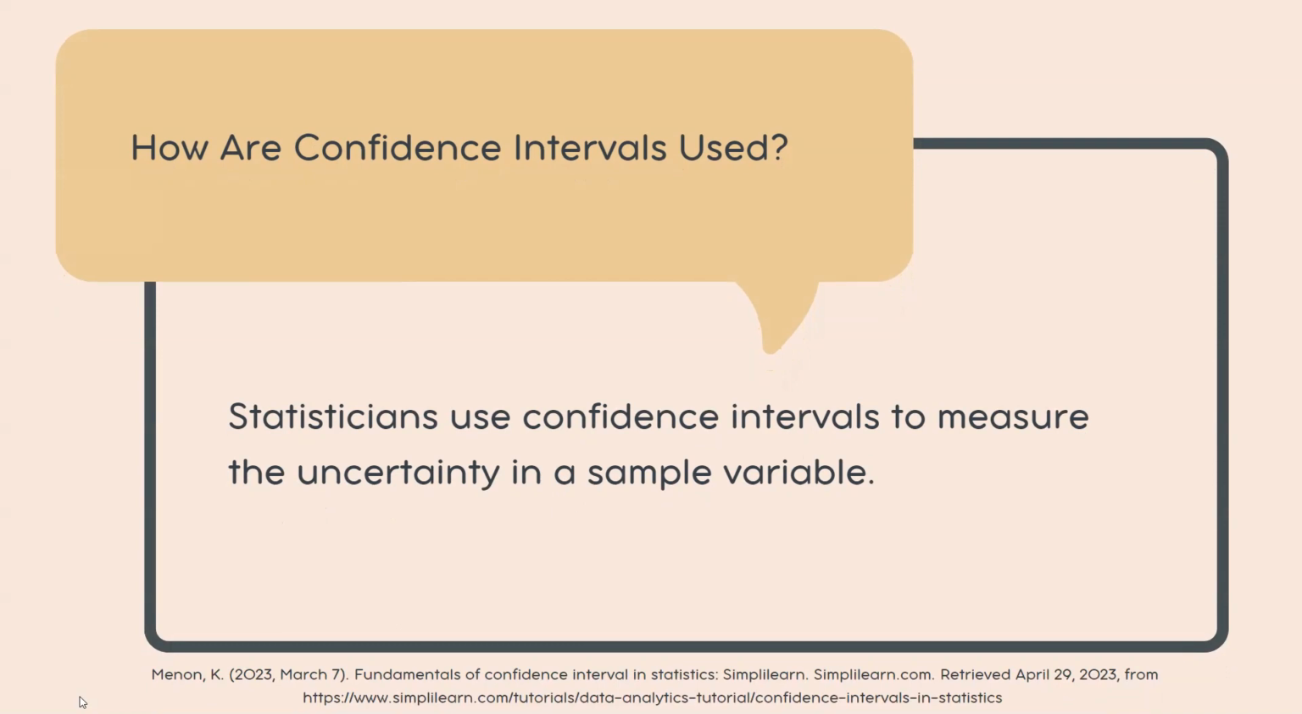Statisticians use confidence intervals to measure the uncertainty in a sample variable. For instance, a researcher may randomly select different samples from the same population and compute a confidence interval for each sample to determine how well it represents the actual value of the population variable. The resulting data sets are all different, with some intervals including and others not including the true population parameter.